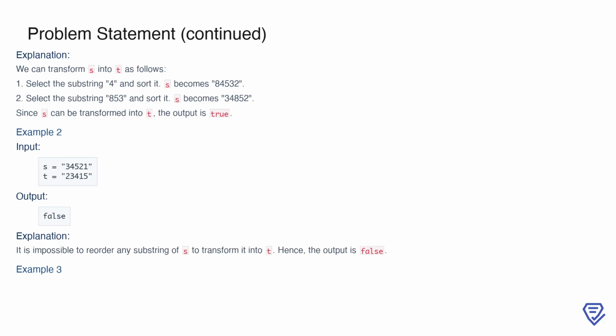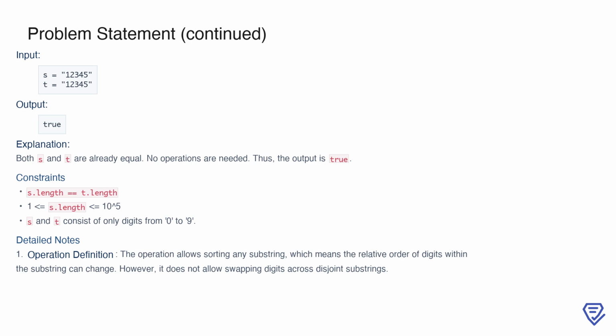Now, take the third example where s is 12345 and t is also 12345. Here, the strings are already identical, so no operations are needed. The output is simply true. This demonstrates that when s and t are equal from the start, the transformation is always possible.